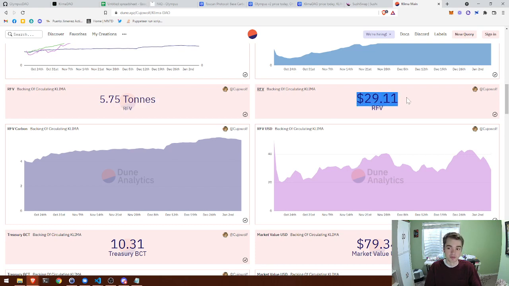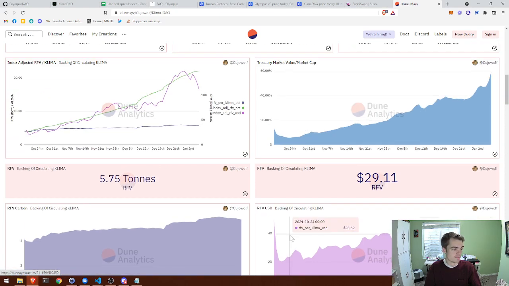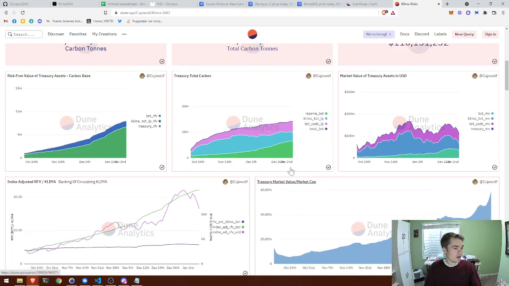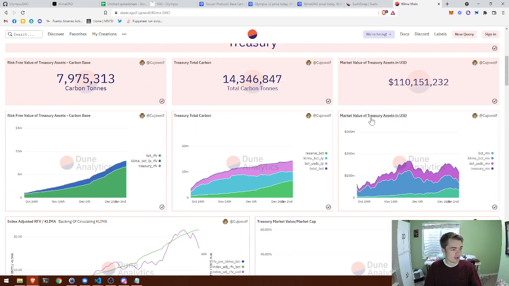Or $30 per KLIMA instead of $5.50. But then there's other stuff, and in total you make up $80 worth of value. All right. This right here is the market value of treasury assets in US dollars. So this is going to show us all of the treasury assets.